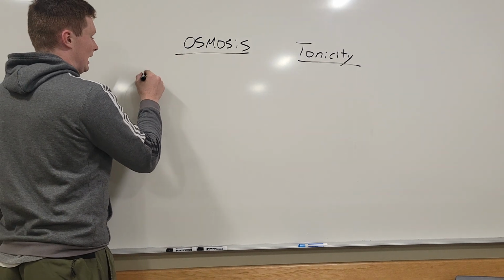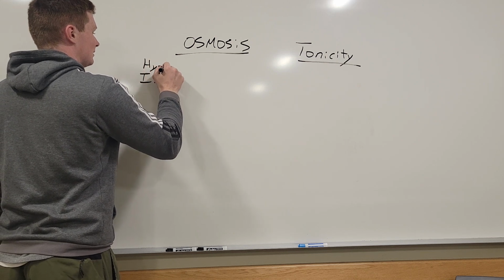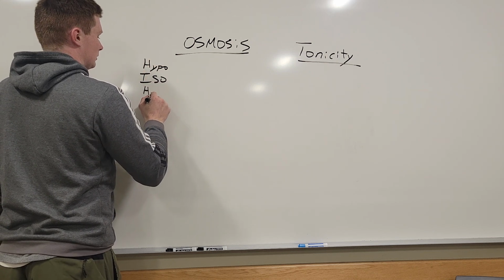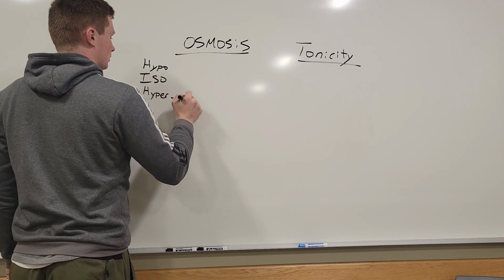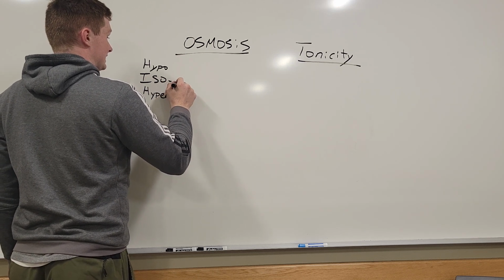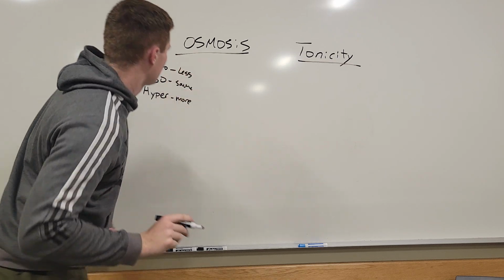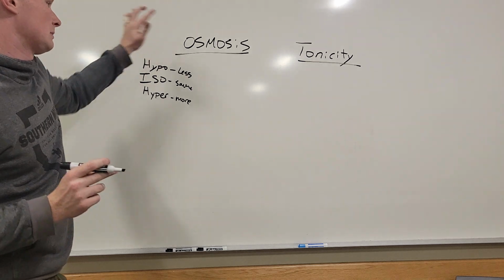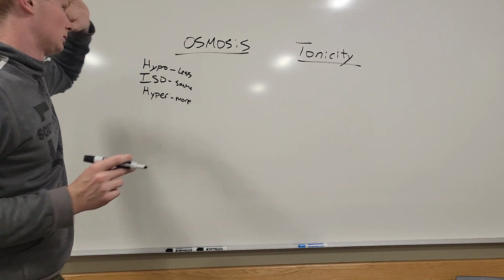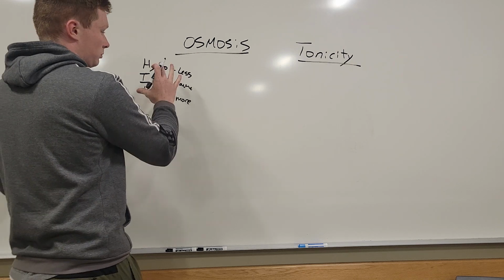So we got iso, hypo, and hyper. So this is more, same, and this is less. Okay, so this applies to both of you. You can have something hypoosmotic, hypotonic. So that's how that works. That's the roots we're going to be using.